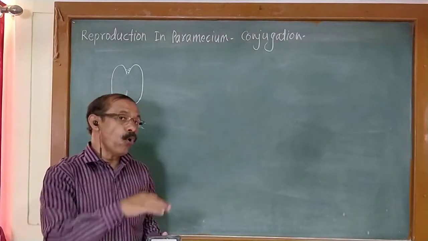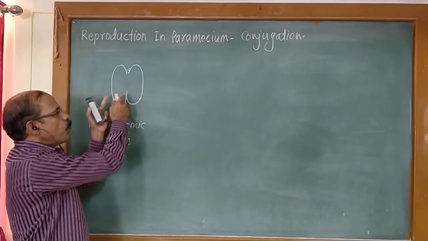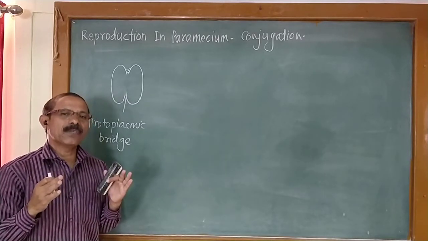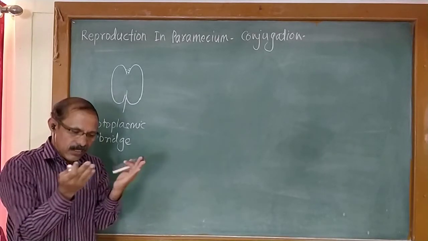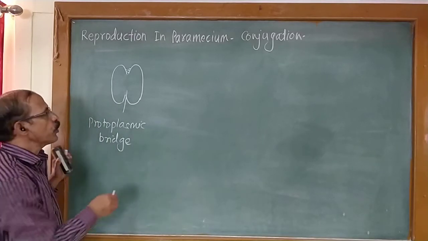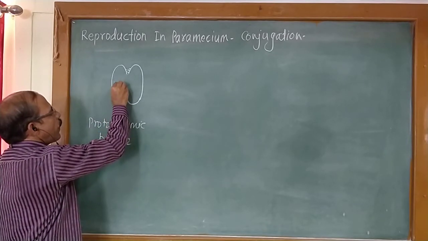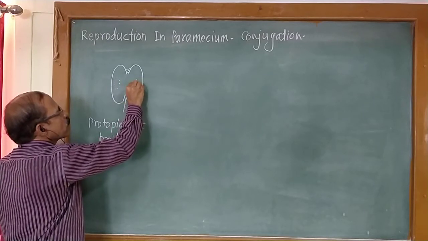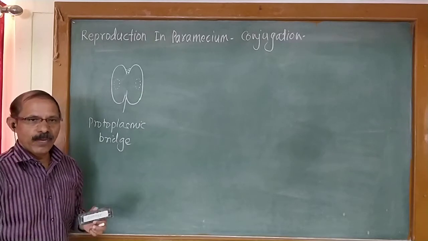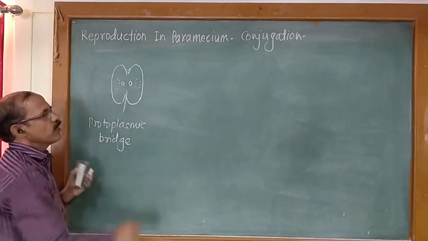Now, before this union, the two paramecia become sluggish and stop their activities, and then they come to each other and unite for the process of conjugation. The protoplasmic bridge is formed. Now in this process, you know that paramecium has two nuclei: one is called the meganucleus and the other is called the micronucleus.